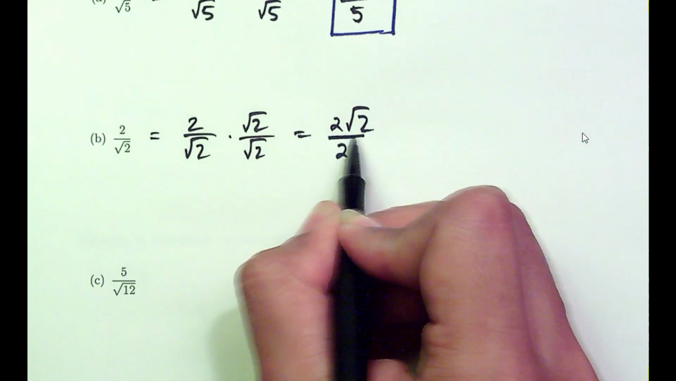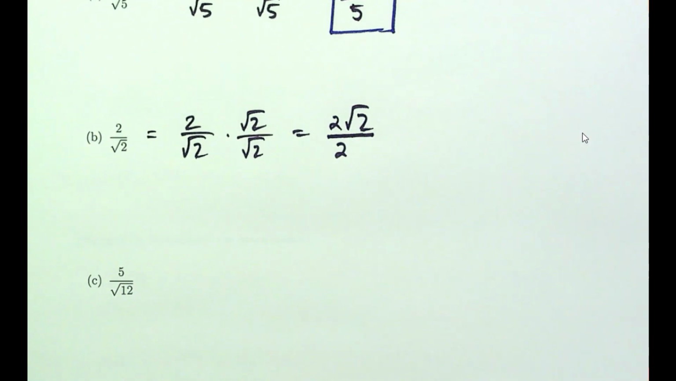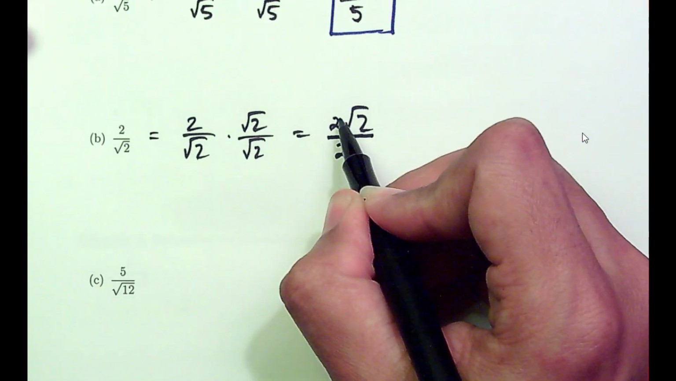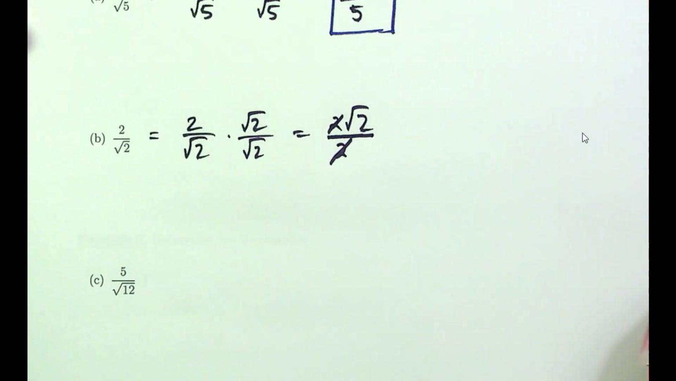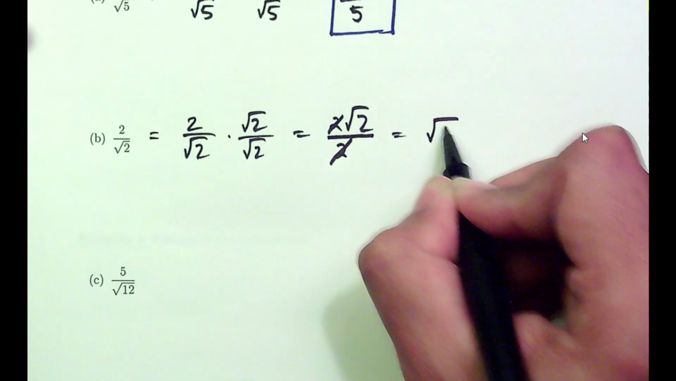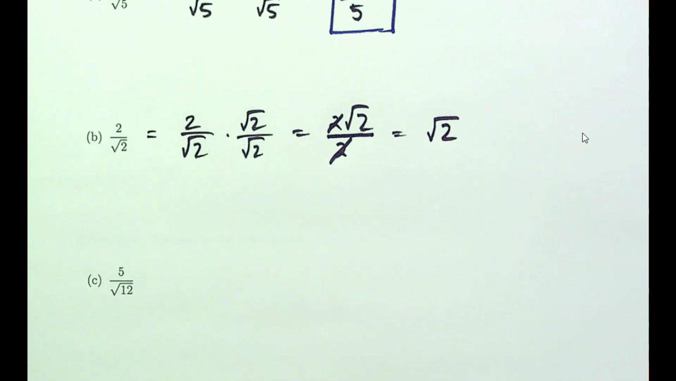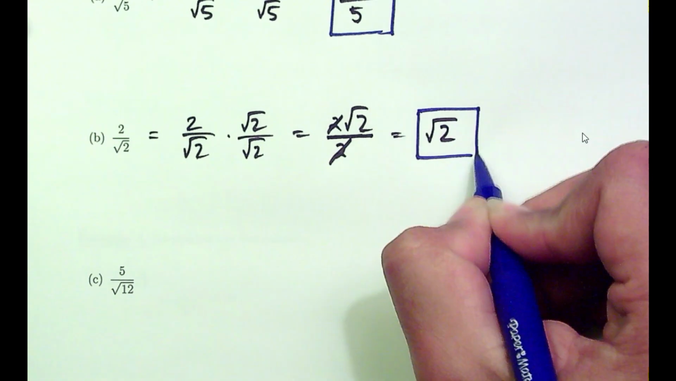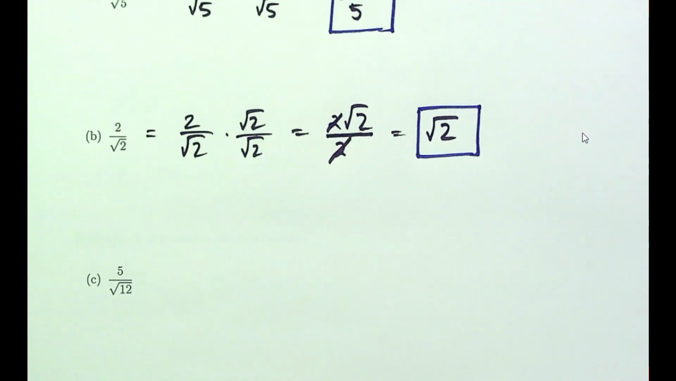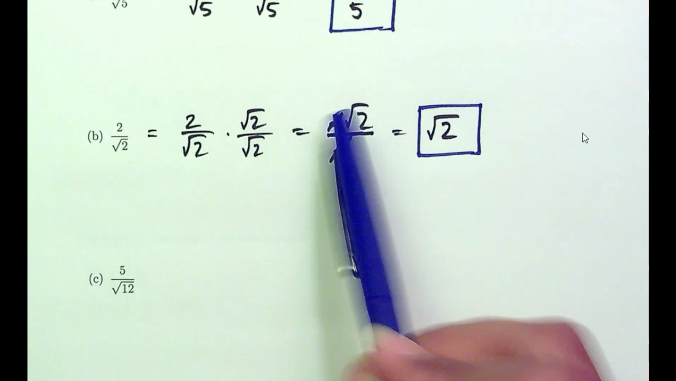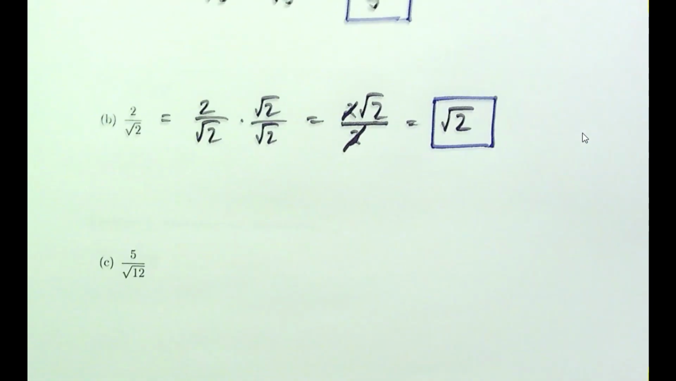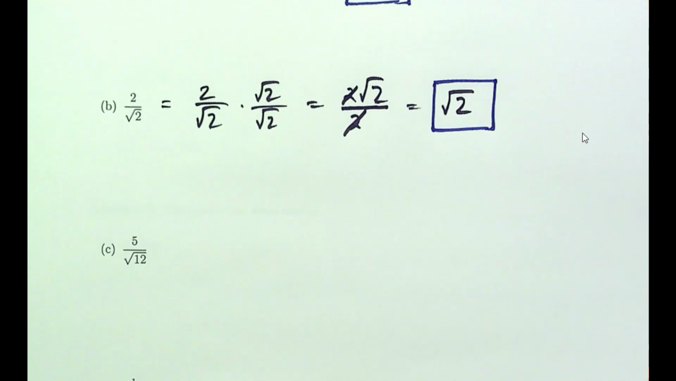Now this one, you can simplify a little bit because you can cancel the 2. You divide top and bottom by 2, and those cancel. And you get square root of 2. So the answer is square root of 2. So I cancel the 2's outside, to give me square root of 2. I can never cancel something that is outside with something that is inside the square root, okay? And that's it.